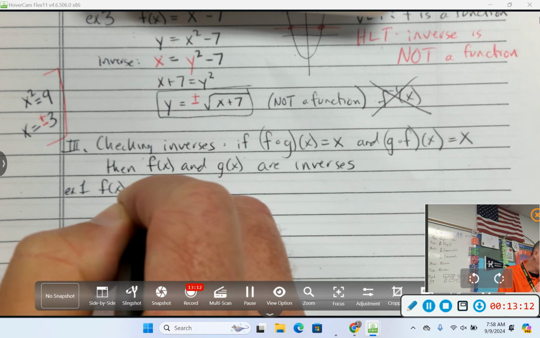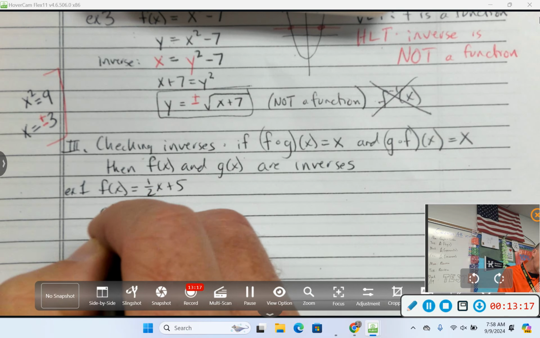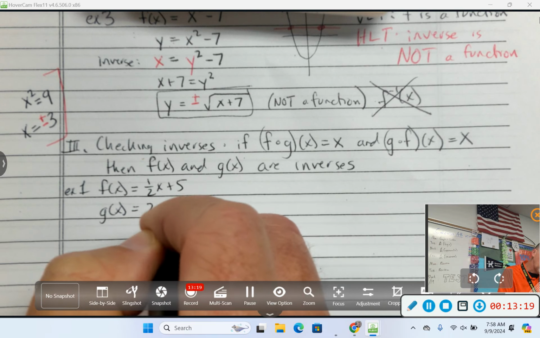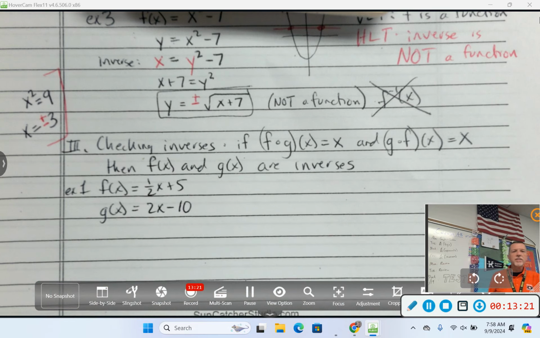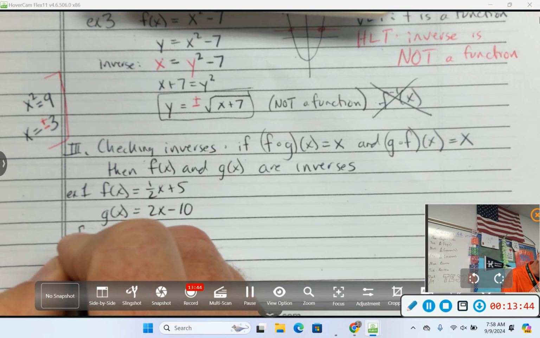So let's say f of x equals 1/2 x plus 5, and g of x equals 2x minus 10. And the question is, are they inverses? Sometimes you can maybe tell by looking, because one of them multiplies by 1/2 and the other multiplies by 2. Those seem opposite. One adds, one subtracts, but a 5 and a 10, I think we should check.